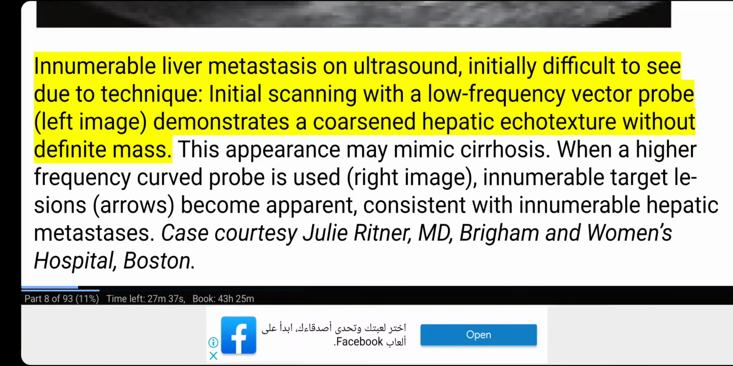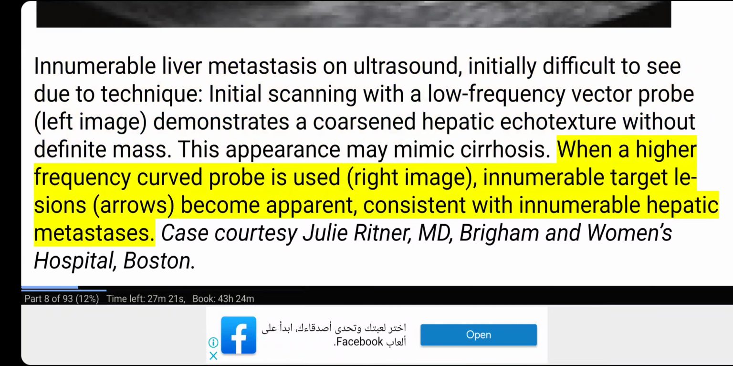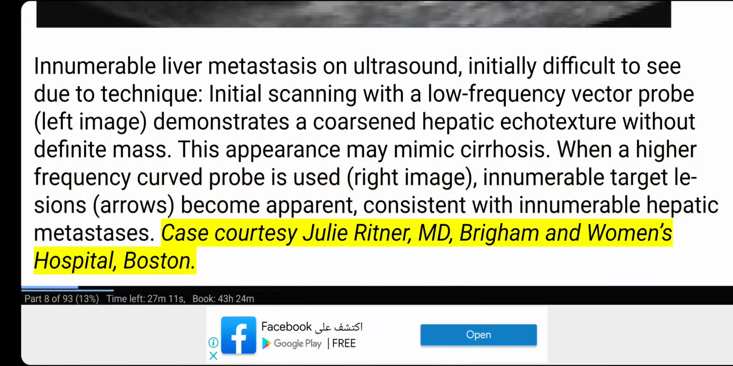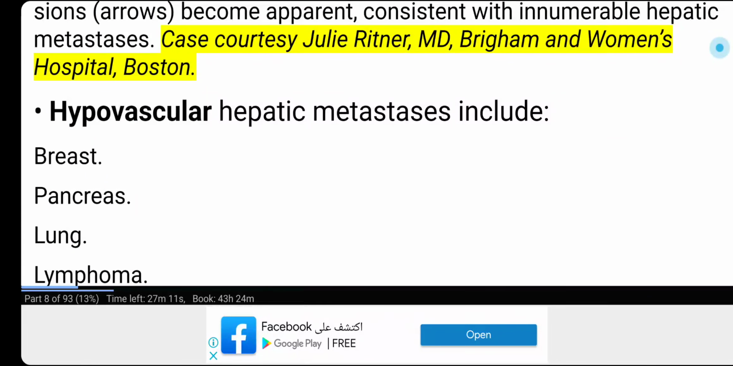Innumerable liver metastasis on ultrasound, initially difficult to see due to technique. Initial scanning with a low-frequency vector probe, left image, demonstrates a coarsened hepatic echotexture without definite mass. This appearance may mimic cirrhosis. When a higher frequency curved probe is used, right image, innumerable target lesions, arrows, become apparent, consistent with innumerable hepatic metastasis. Case courtesy Julie Rittner, M.D.